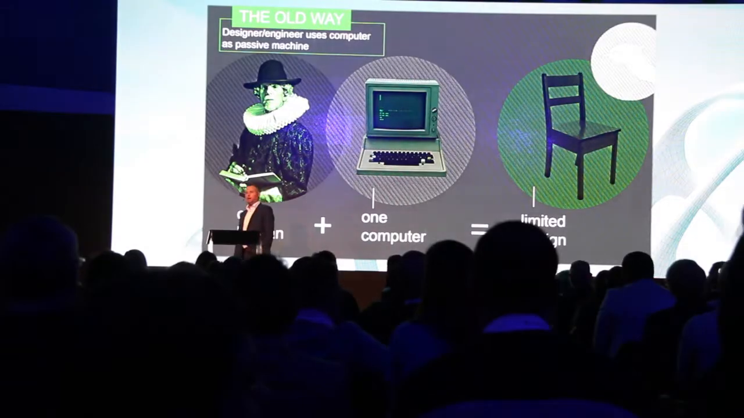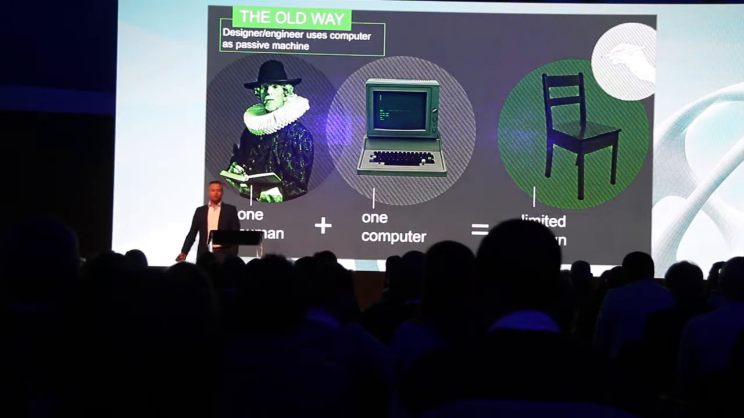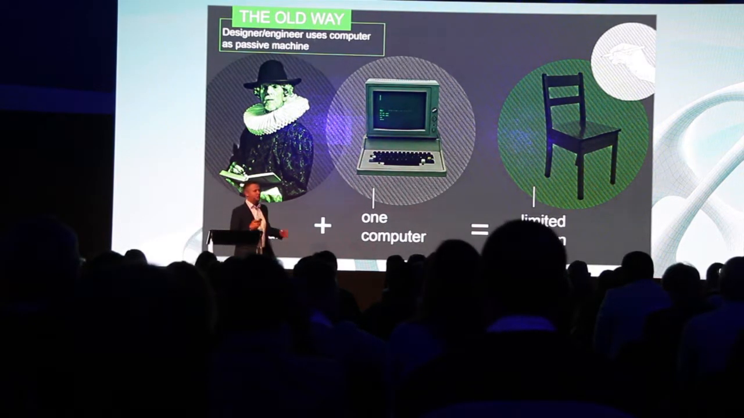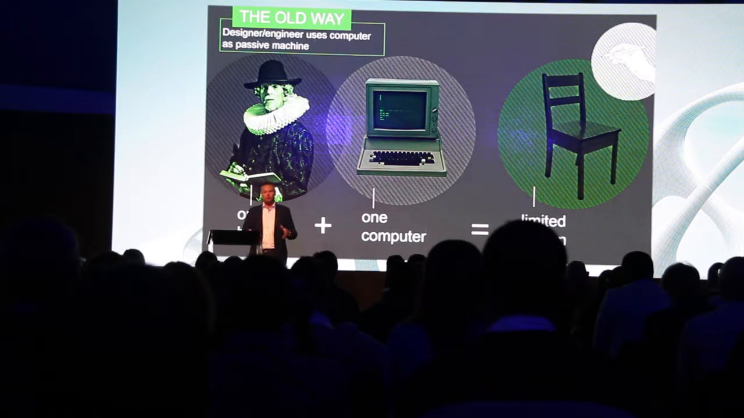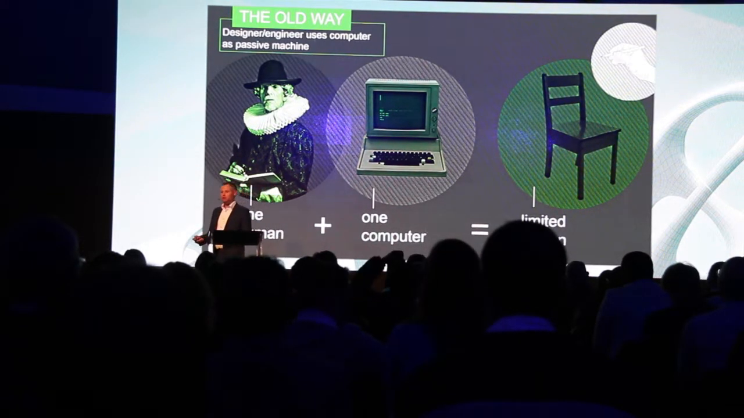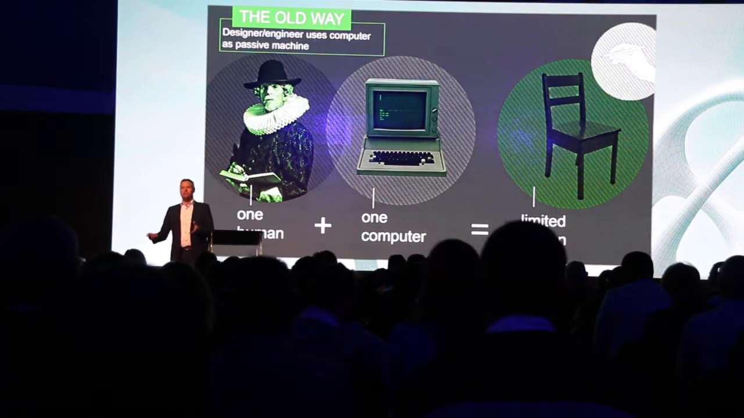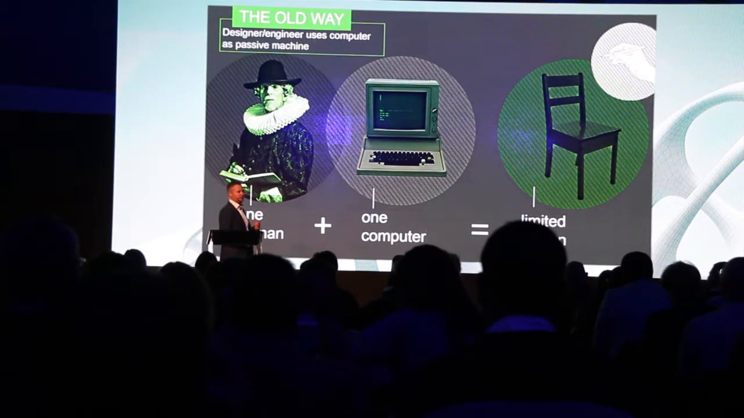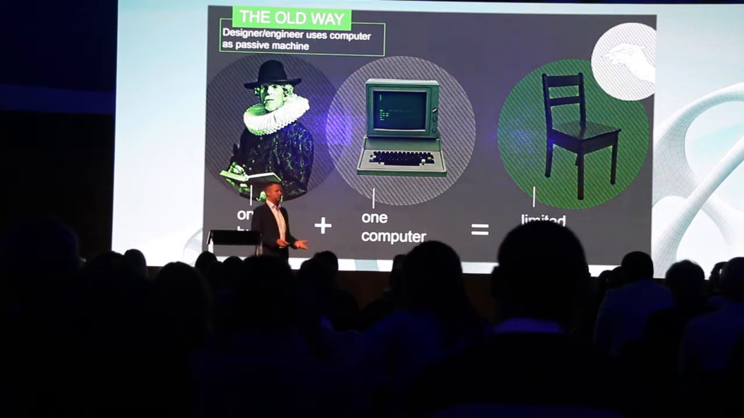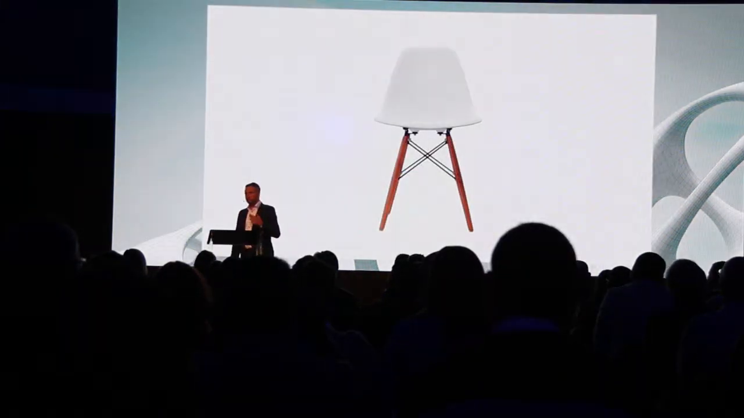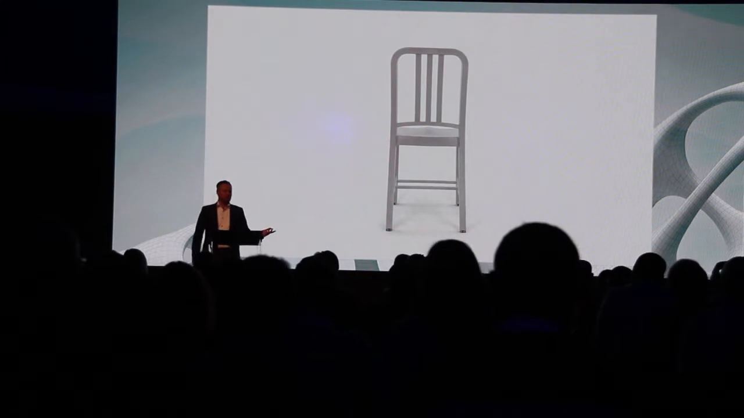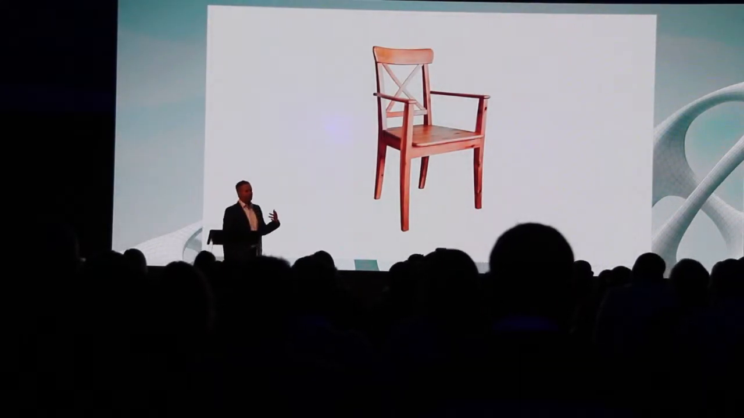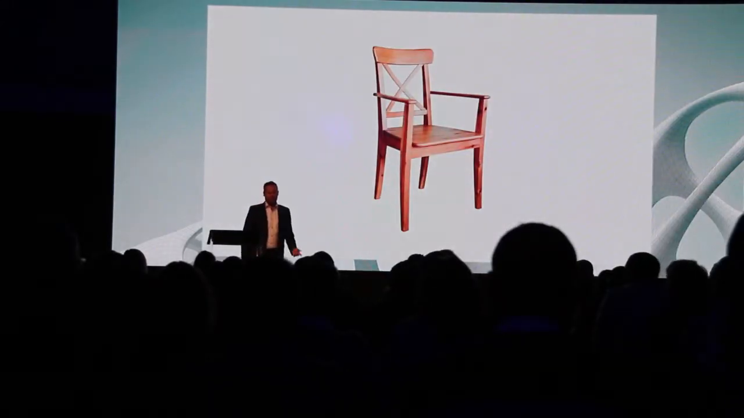Well, this is the old way of design. There is one human, there is one computer, and you get a limited design. You already know, before you start designing, what the outcome will be. You will have that typical chair. The only thing you need to do is design it, document it, and then use all kinds of tools to produce it. So you get this nice Scandinavian type of chair or American style, whatever you want to have. It's your limited design.